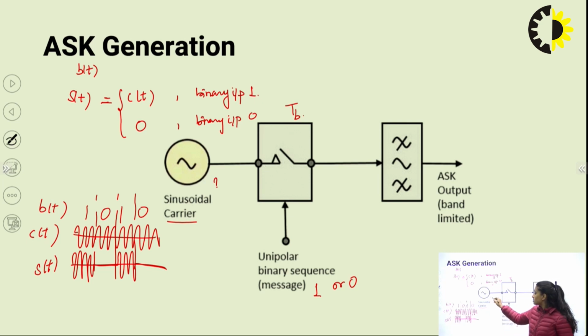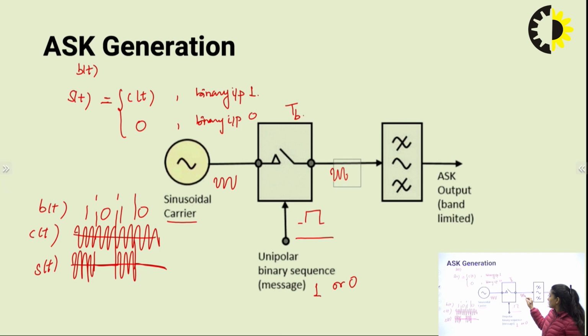For such a system, I want this kind of arrangement. So this is a continuous carrier which is going. For bit 1, I transmit. For bit 0, nothing. So for bit 1, when the switch closes, what we pass is simply the carrier. For bit 0, the switch is open, and what we pass is nothing.